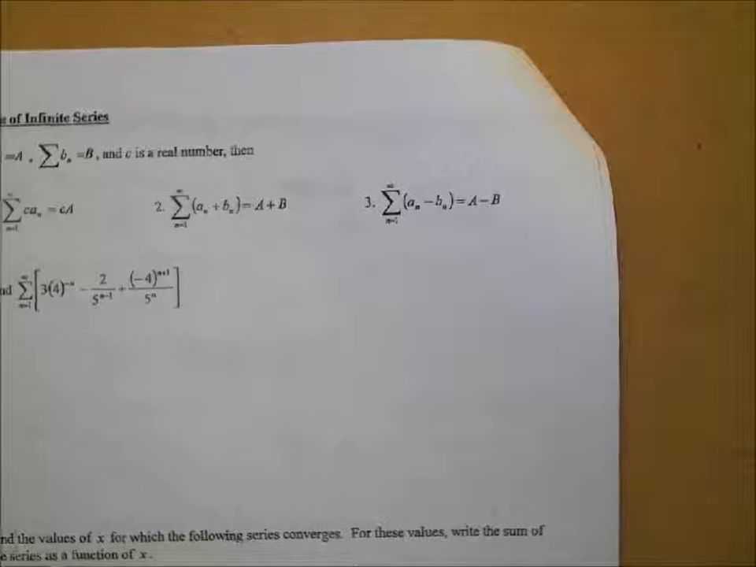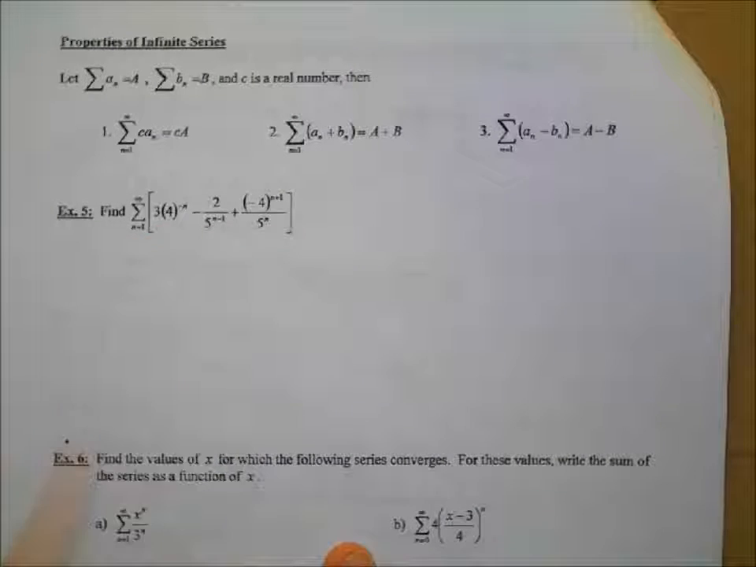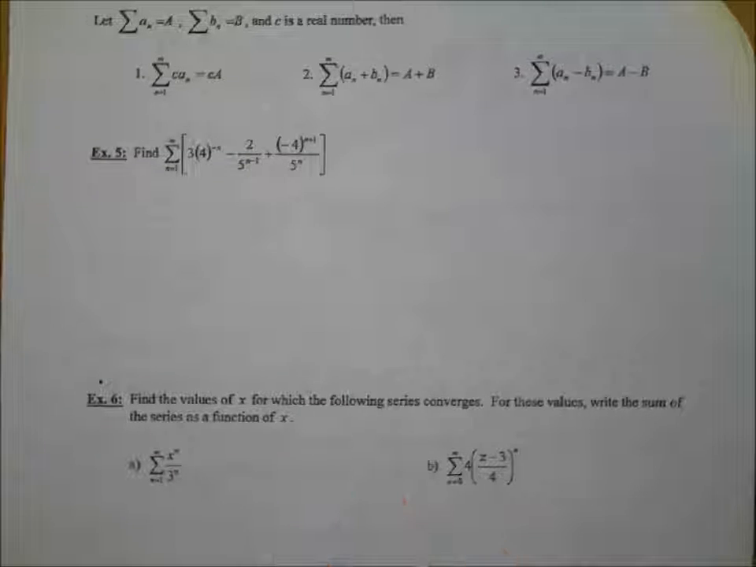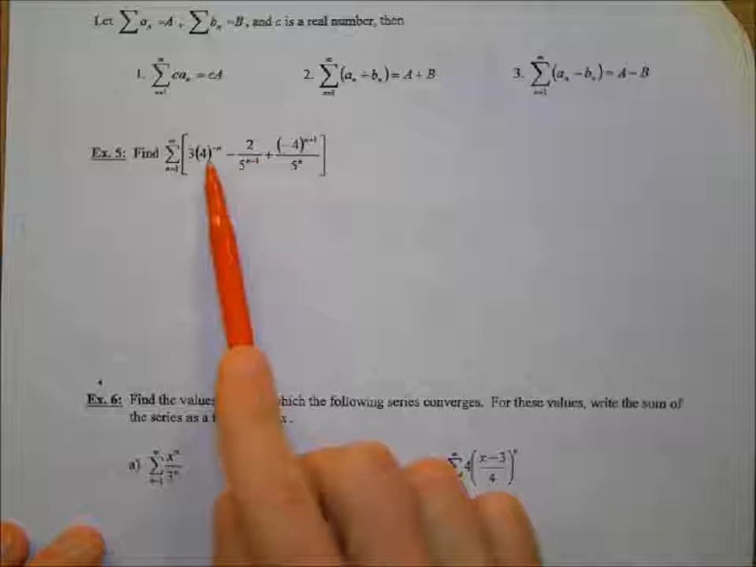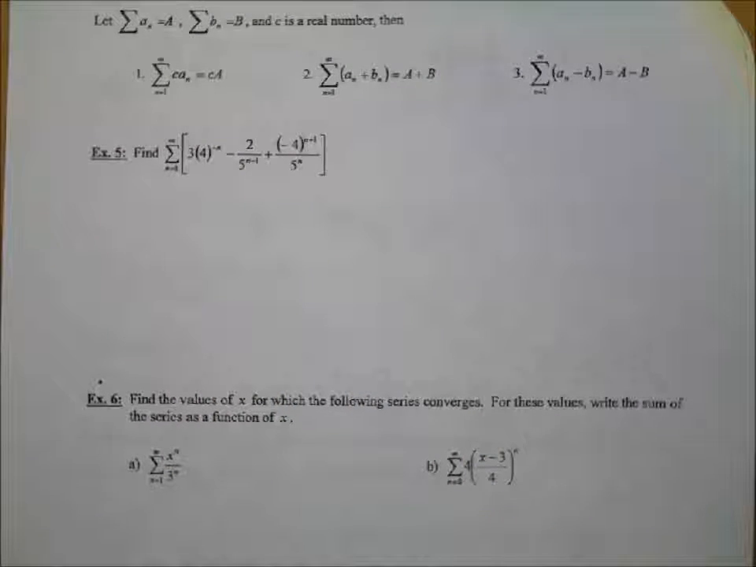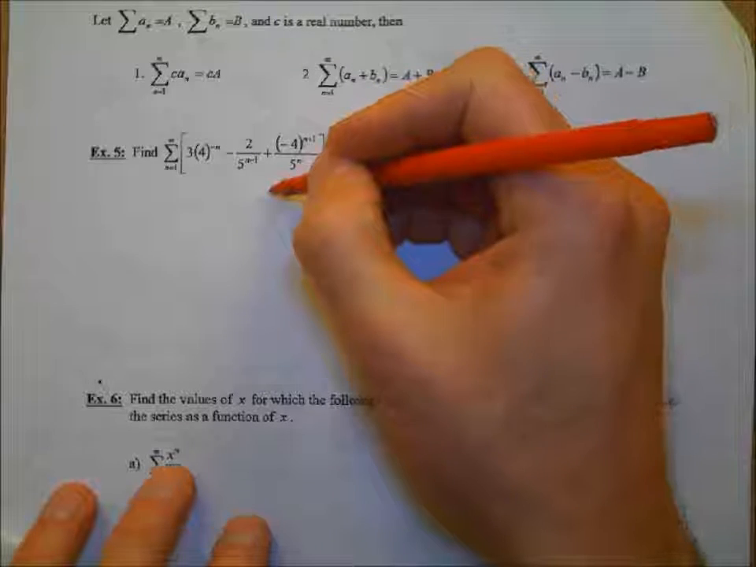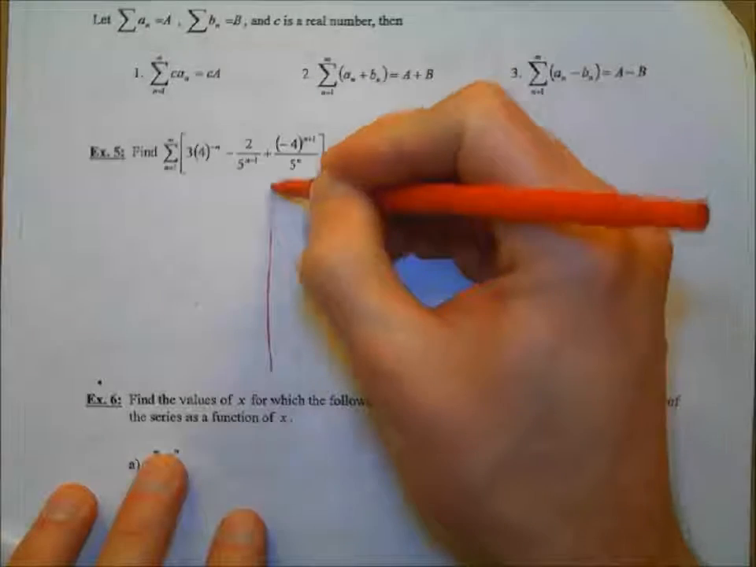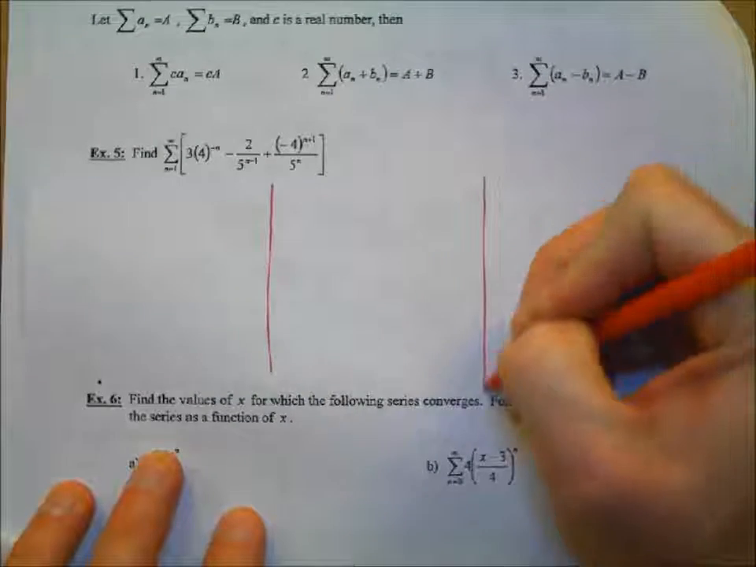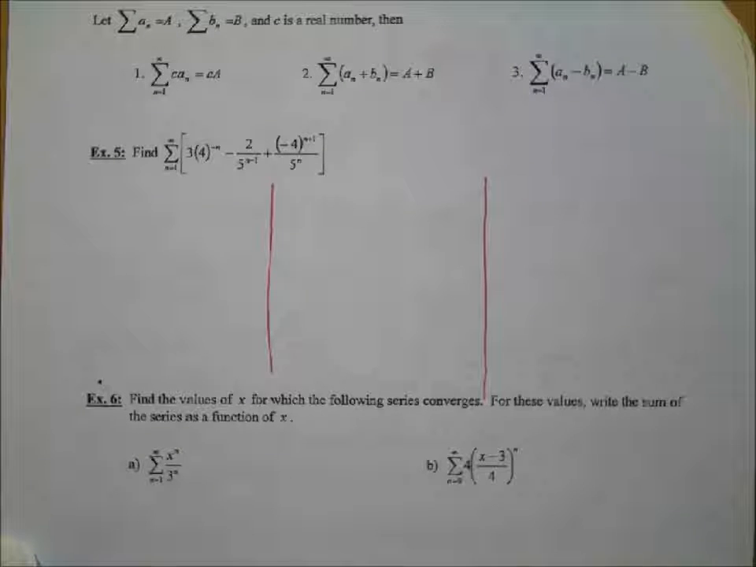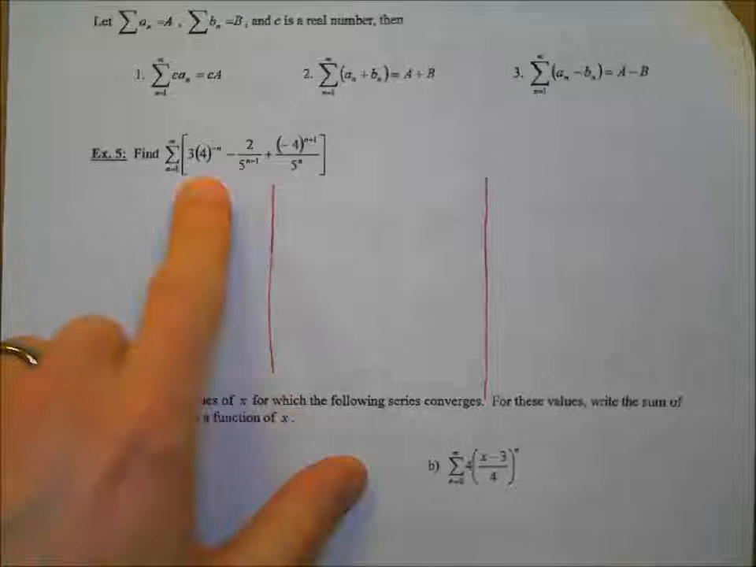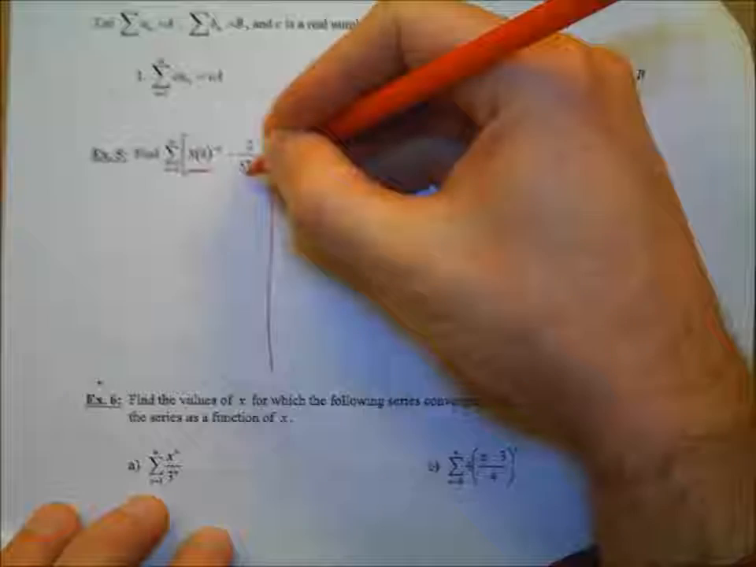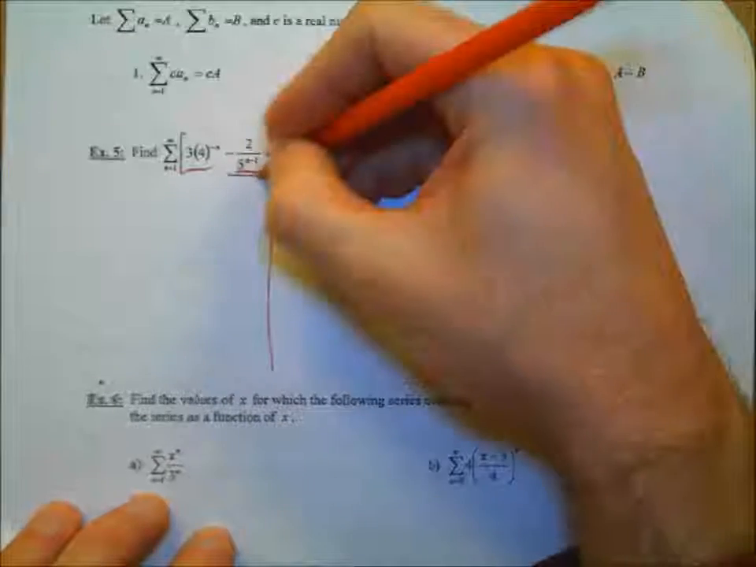So what is that going to be useful for? Well, if you look at example 5, we've got 3 things being combined together through addition and subtraction. Rather than trying to find the sum of all 3 together, we can break it up into pieces and solve from there. So I'm going to divide my paper up into 3 sections, just so we can take care of one piece at a time. Let's focus on evaluating this one, and then this one, and then this one. We'll focus on that first one.